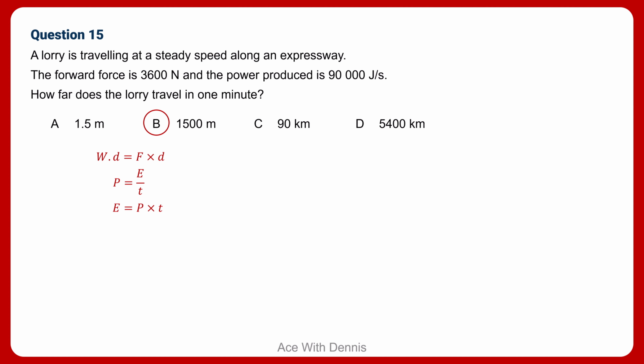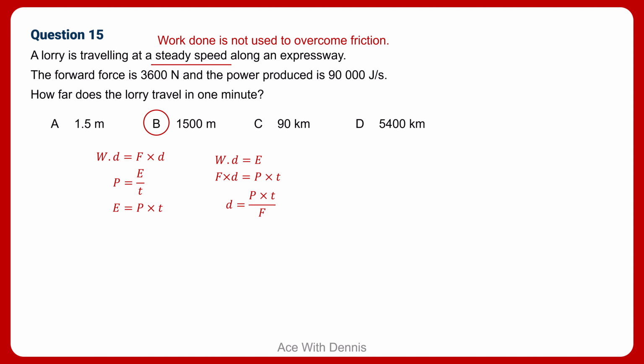And the question states that the lorry is traveling at a steady speed, which means that work done is not used to overcome friction. Hence, the work done will be equal to the energy. Then we substitute the formula: F times D equals P times T. So we need to find the distance. We make D the subject. It becomes D equals P times T over F.